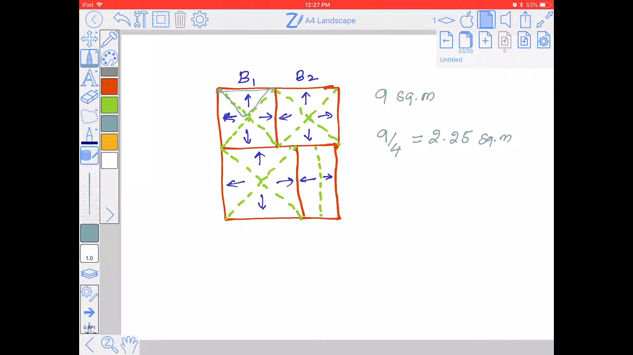Okay, next. All the areas I need to write. Here I'll remove the arrows and write the areas here. 2.25, 2.25, 2.25.